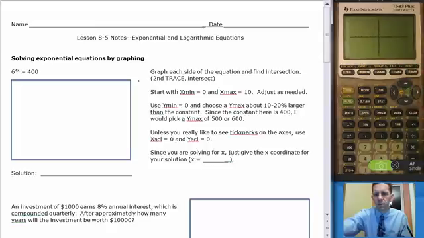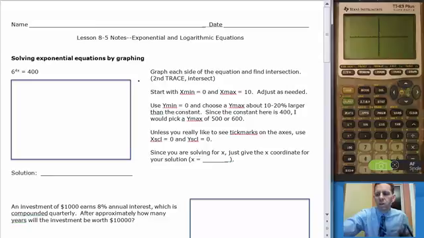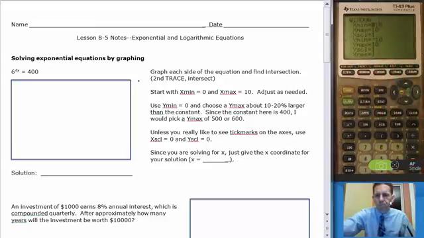I want to find where these two equations intersect. The problem is when I graph this, I can see remnants of the 6 to the 4x equation just barely right here, and I can't really see anything else. So usually what I start with is my window. I'm going to hit the window button here. This might be your standard viewing window, and we'll typically start with x min equals 0 and x max equals 10. If I need to adjust this, I will.